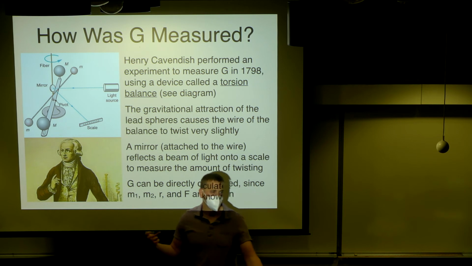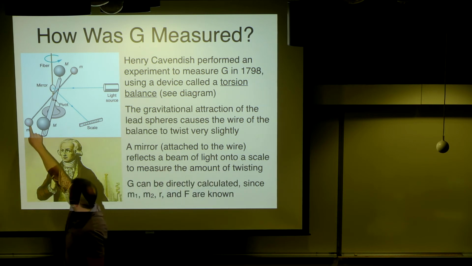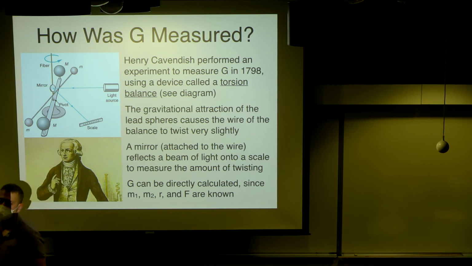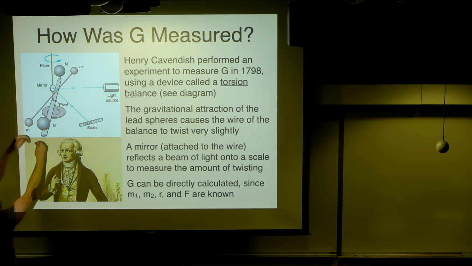Try to imagine what happens. Gravity is going to attract these masses to each other. It's a pretty weak force, but if we have a really sensitive instrument, we can maybe measure it. What happens if these two things are attracted to each other? The wire is going to twist because they want to get closer together. It's going to make the wire twist so that the masses get closer together.